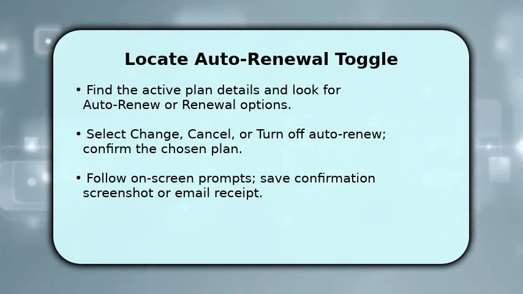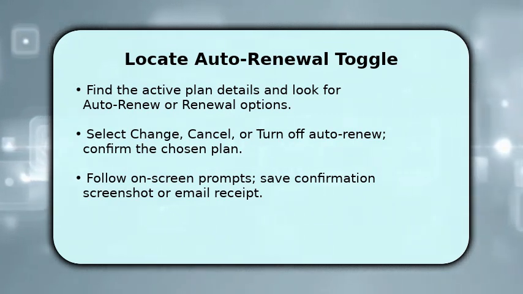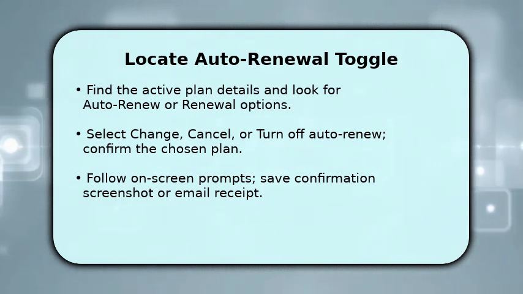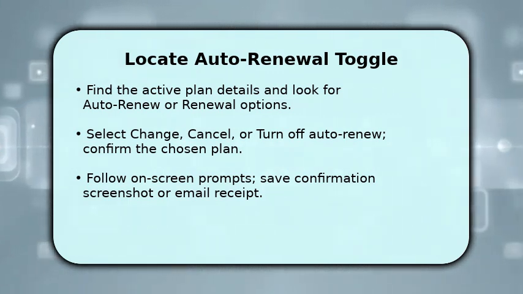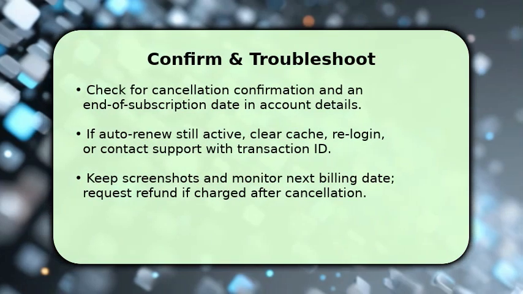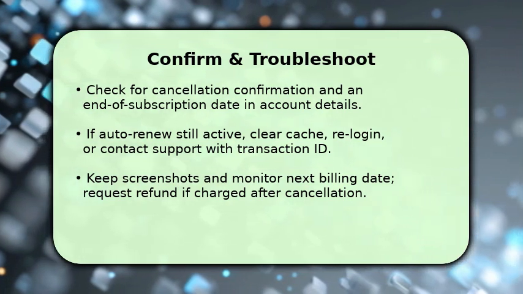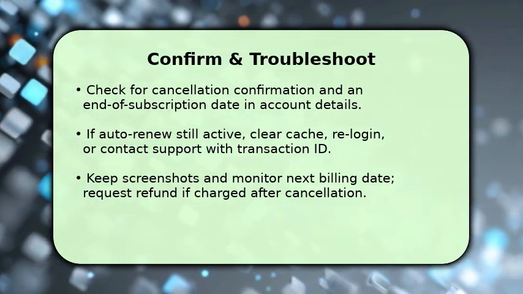Follow all on-screen prompts. Sometimes Zee5 asks why you're leaving or requires an extra confirmation. Make sure you complete every step until the app shows cancellation. After you turn off auto-renew, confirm you receive a cancellation message and that your account shows the subscription end date. This proves the action succeeded.